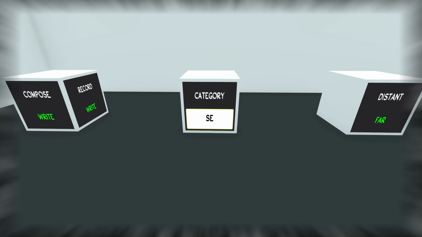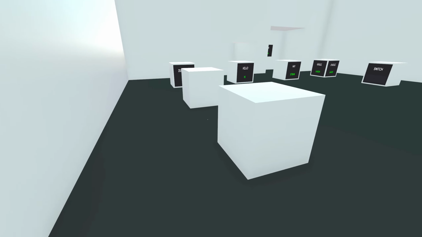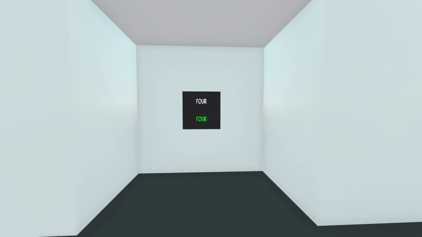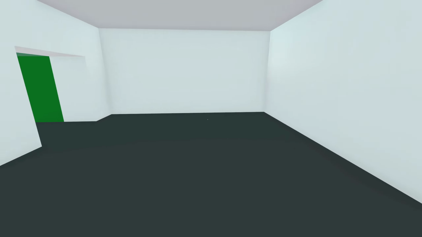Category. Sect. Gang. A group. A subject. No. Well, I know what the rule is, I just don't know what the word is, and that's fine. Four and four. Then we have our colors. Might as well start on the left.